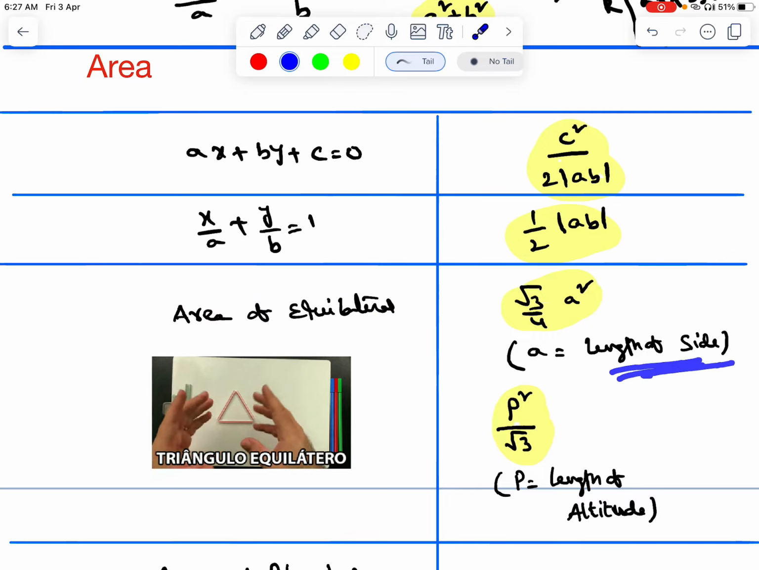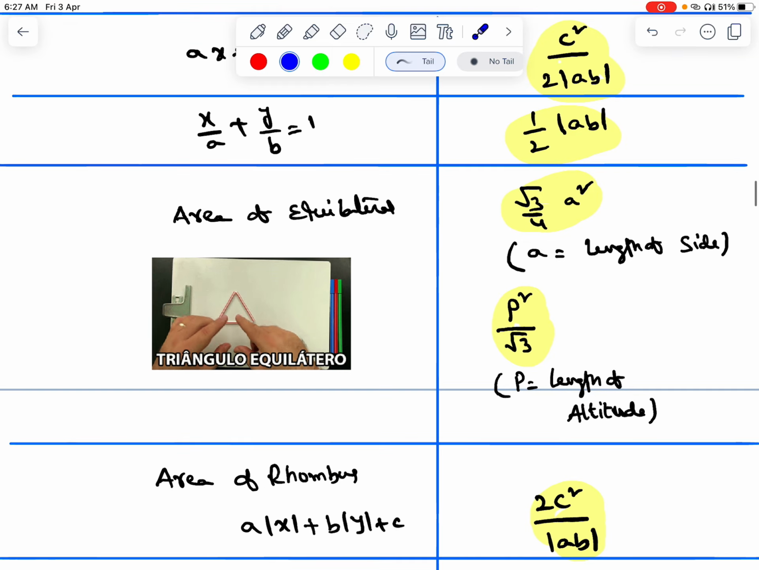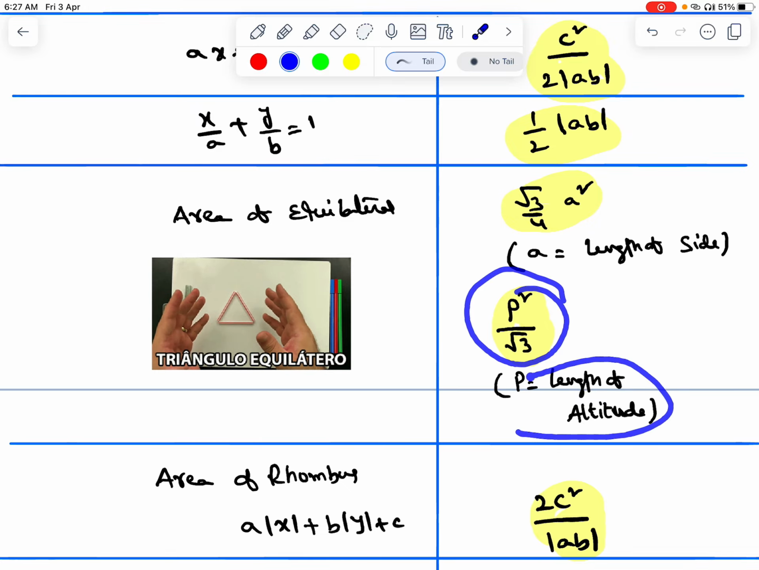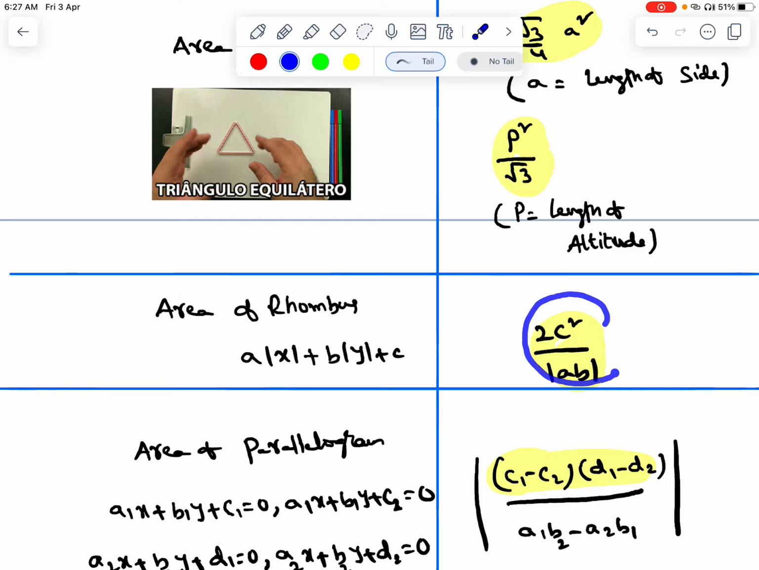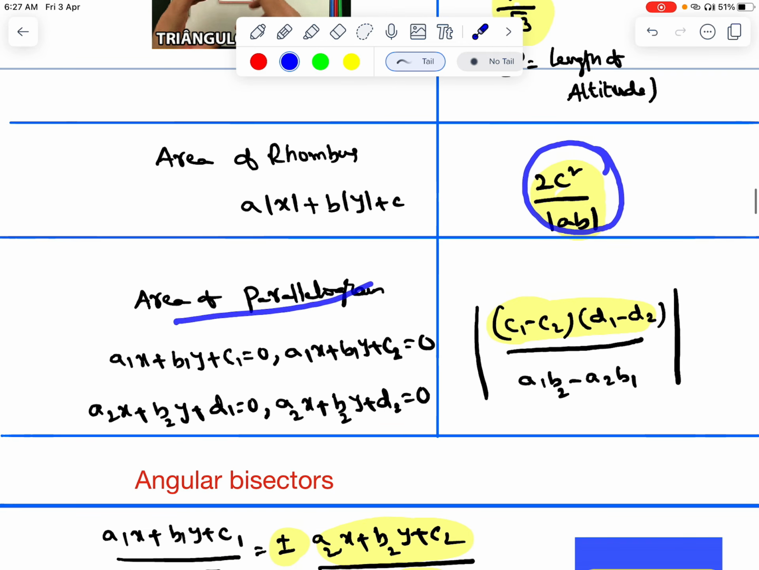a is equal to the length of the side. Or p²/√3, where p is equal to the length of the altitude. Area of rhombus = 2c² / |ab|. Area of parallelogram.